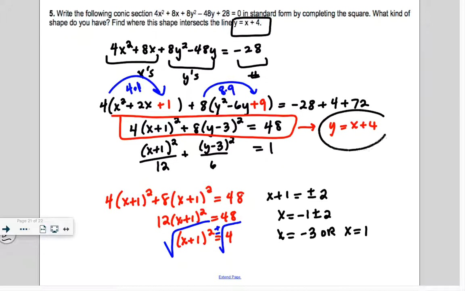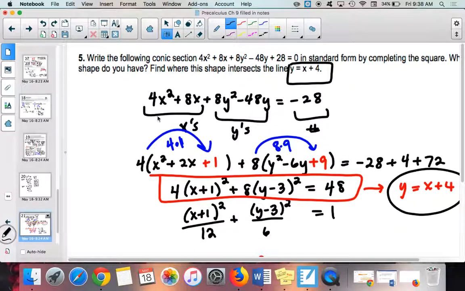Once we have that, we go back here. We plug in negative 3. We get 1. So I have negative 3 comma 1. And if I plug in 1 for x, I get 5. So 1 comma 5. Those are the solutions. So we had an ellipse that was intersected by a line, and it crossed in 2 spots. Easy enough? All right, let me stop there.